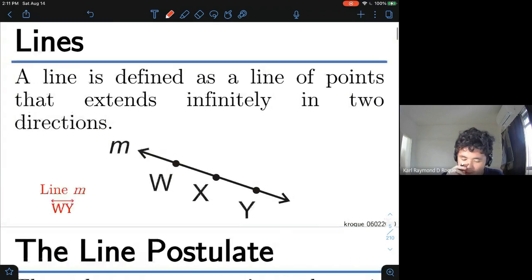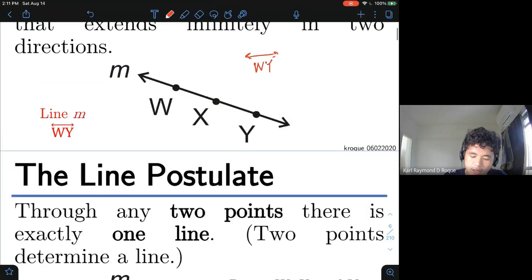Line naman is defined as a set of points that extends infinitely into two directions. So, collection siya ng points, tapos nag-extend siya into two directions. No? So, ano yan? So, how do you name lines? So, example yan, line WY, pwede ring line M na naka-italicize, katulad na nandyan. Pwede rin, ano pa ba? Pwede rin XY, pwede rin YW, pwede rin XW, so on and so forth.